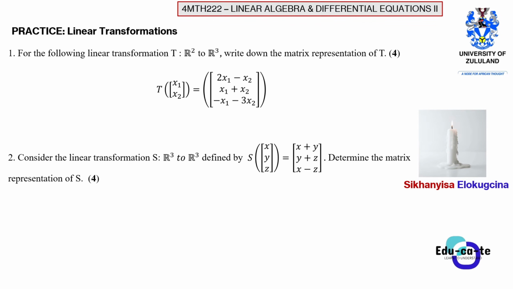Today we're doing linear transformations. For the following linear transformation, we've got two questions here. The first one says: for the following linear transformation given by T from R2 to R3, write down the matrix representation of T. Similarly, we're going to do the same thing for number 2.